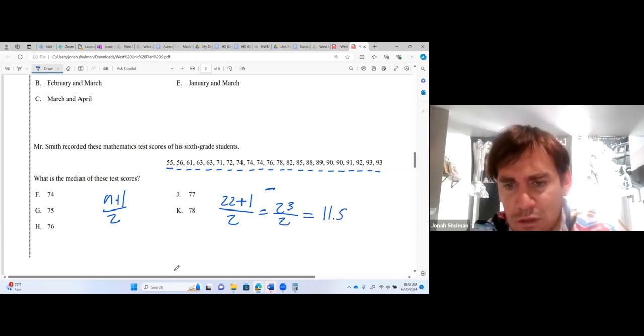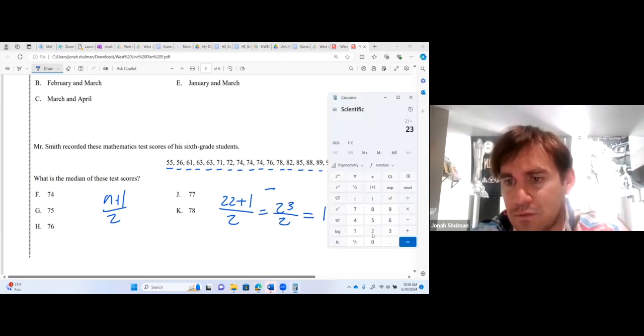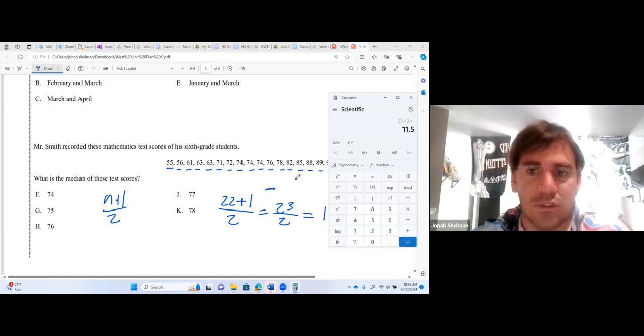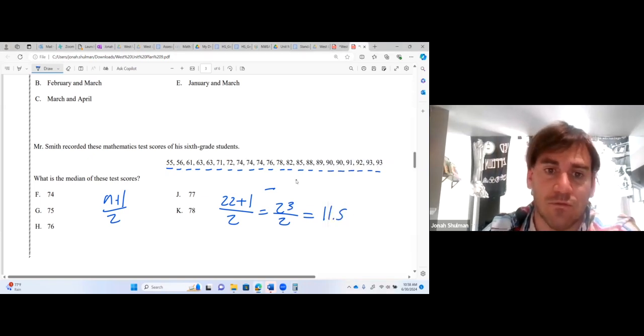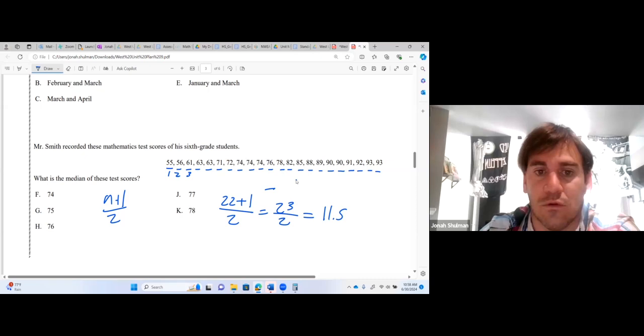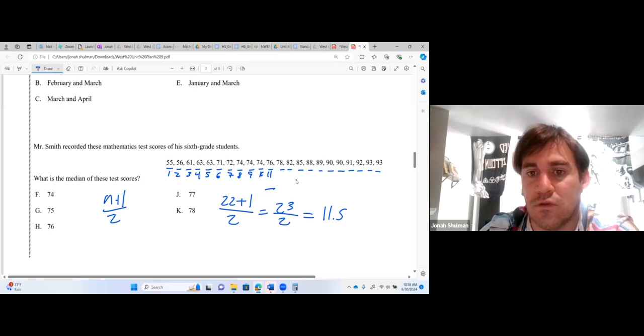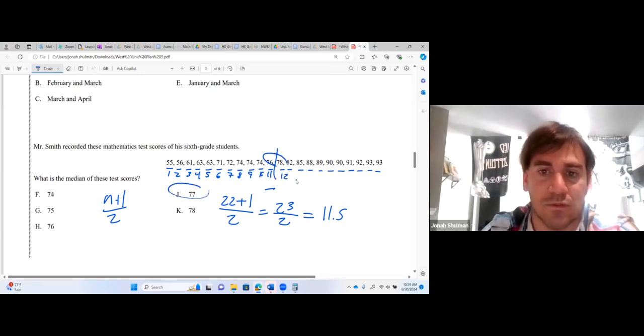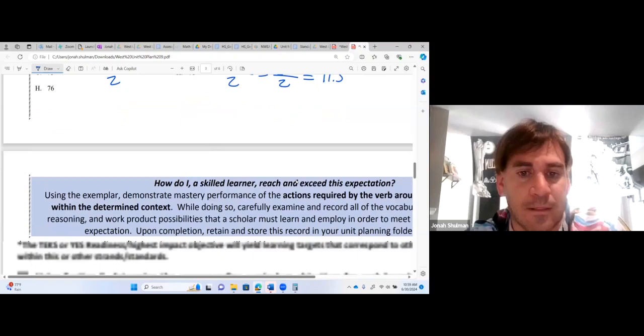If you're not sure, 23 divided by 2, oh, sorry, it's 11 and a half. So we just need between the 11th and the 12th. So what's between 11 and 12? 76 and 78. So it's 77. All right.